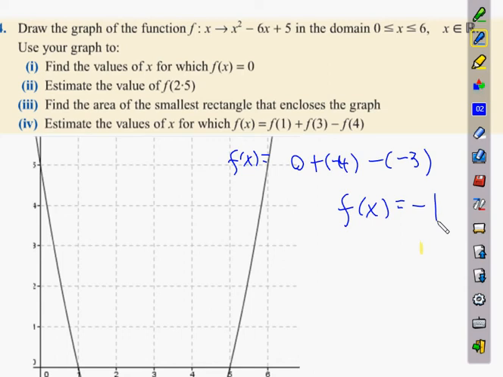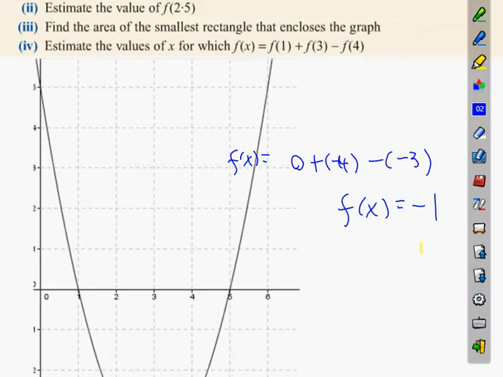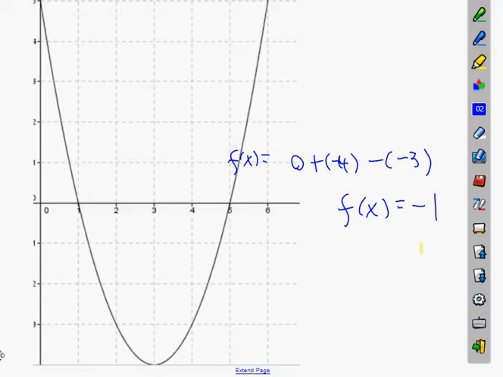And what does f of x equals minus 1 mean? Can everybody tell me? The output is minus 1. Where is the output minus 1, lads? The y-axis. And draw a line over, and what happens? It's about 1.2, 1.3? So the answer is x equals 1.2 or 1.3, yes?